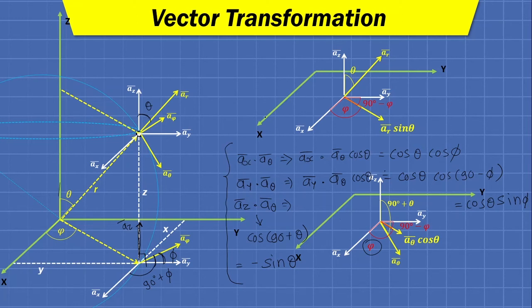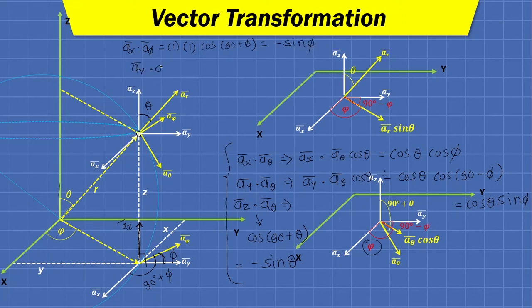So the final three dot products: ax bar dot a phi bar is nothing but the modulus of ax bar, 1, multiplied by the modulus of a phi bar, 1, into cos of the angle between x and phi, which is 90 plus phi. So cos of 90 plus phi will give us minus sin phi.